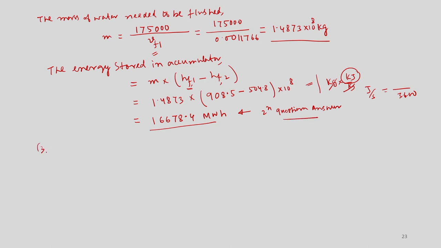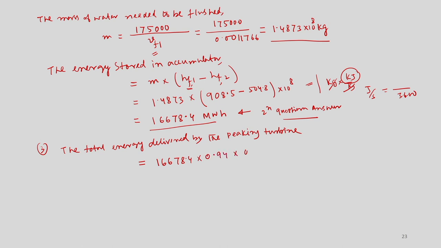And for third question, the total energy that can be delivered by the peaking turbine. So, here what we need to do, we need to consider the energy stored in the accumulator, which is 16678.4 multiplied by the efficiencies of thermal turnaround and peaking turbine. So, it will be 0.94 multiplied by 0.25. So, it will be about 3919.424 megawatt hour. Okay.